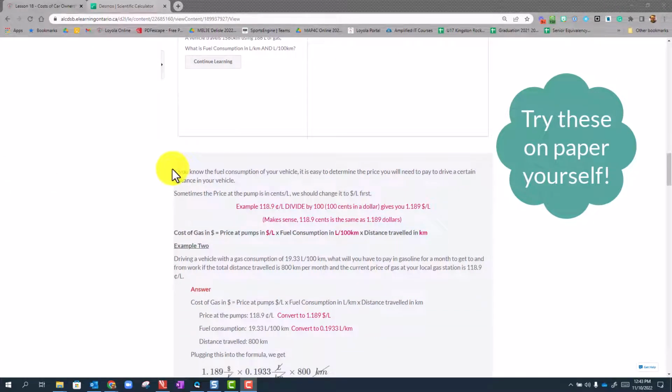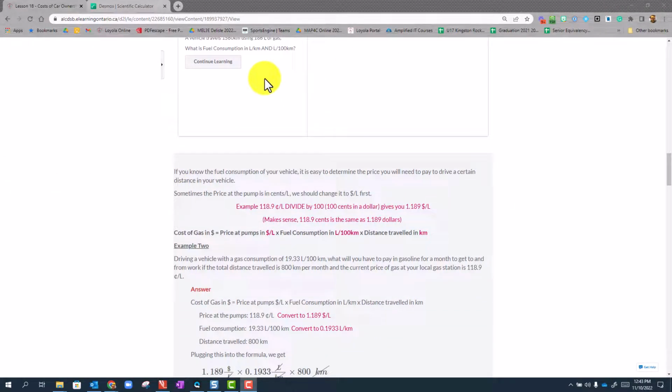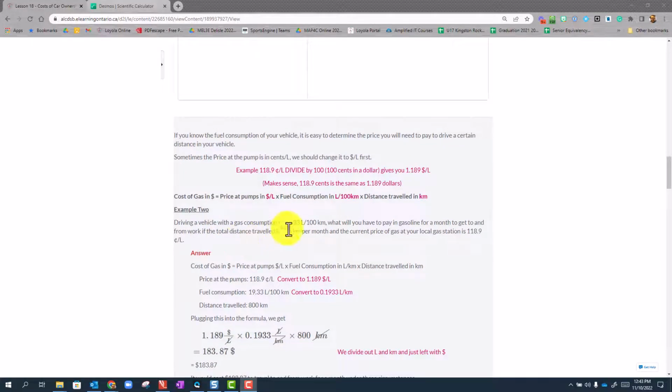The next part, once you're comfortable with that, is going a little bit further, talking about if we know the gas consumption is, for example, 19.33 liters per 100 kilometers, how much gas are we going to need if we're going to travel 800 kilometers a month? And the current price of gas is 118.9 cents per liter.